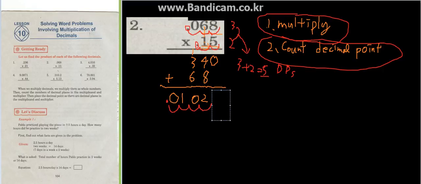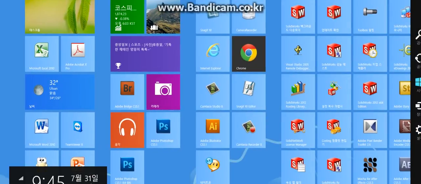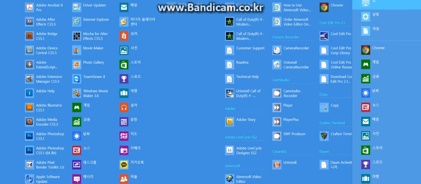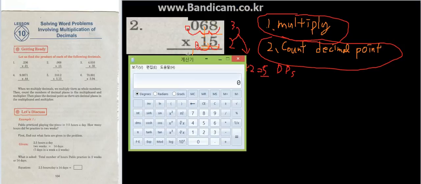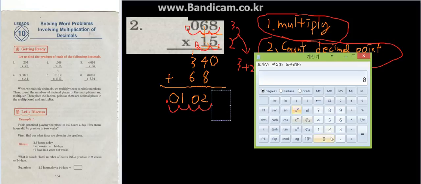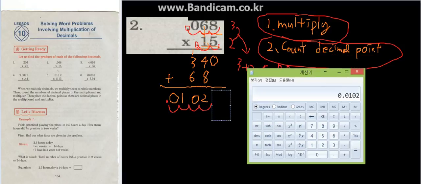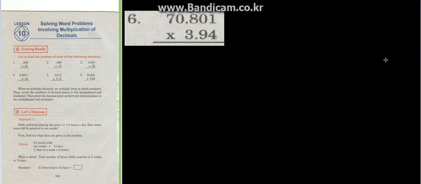So let's calculate with the calculator. Where is my calculator? Okay, there's the calculator. It is 0.068 multiplied by 0.05. And voila, here comes the answer: 0.0102, and it is the same number. So let's go to problem number 6.